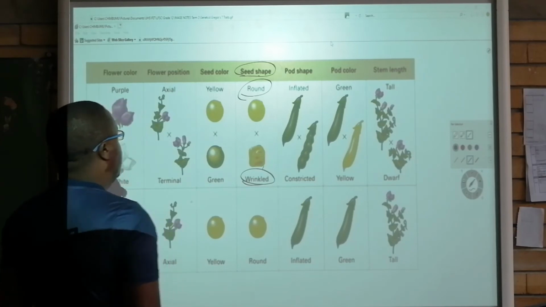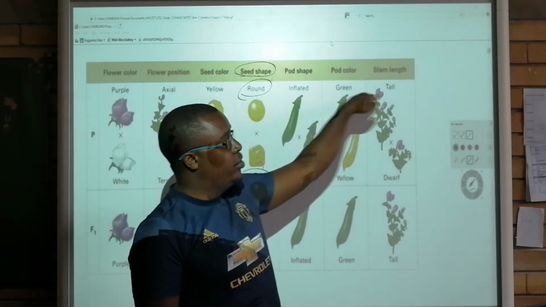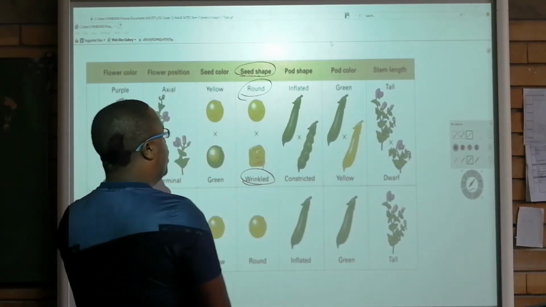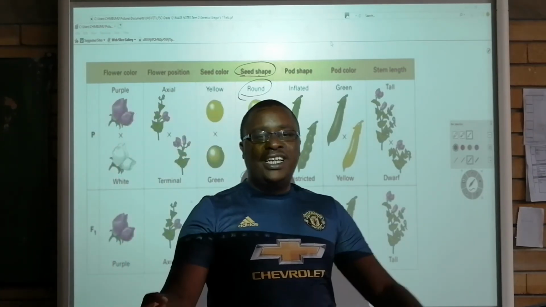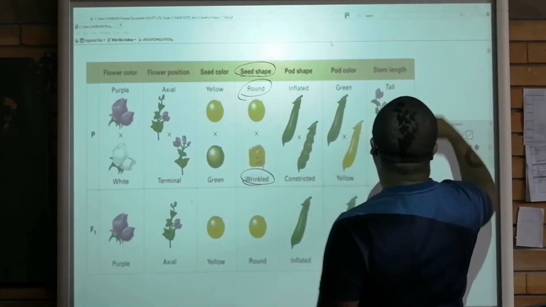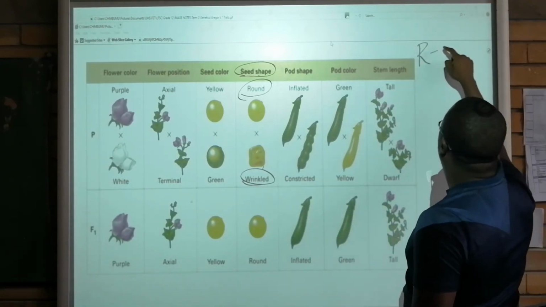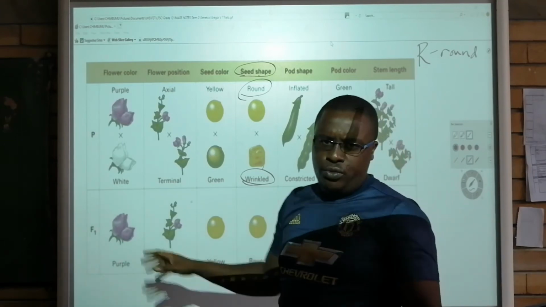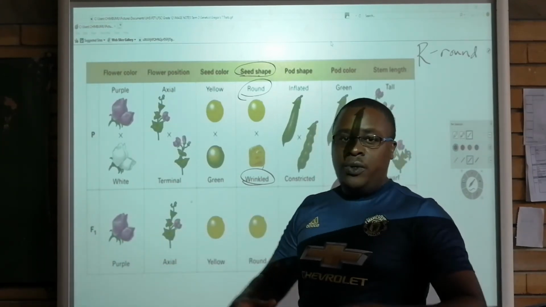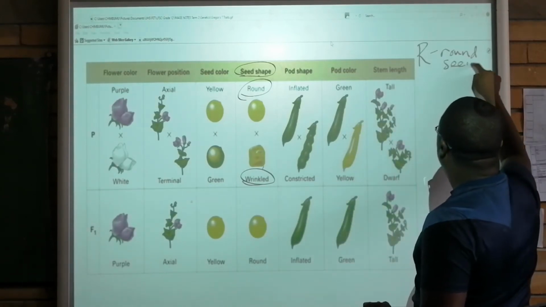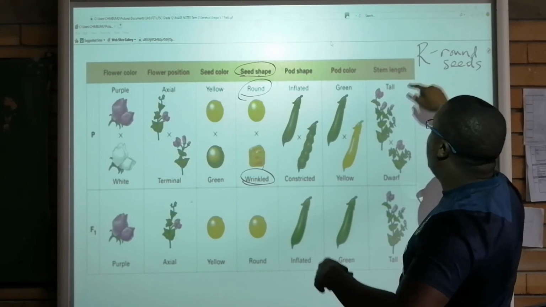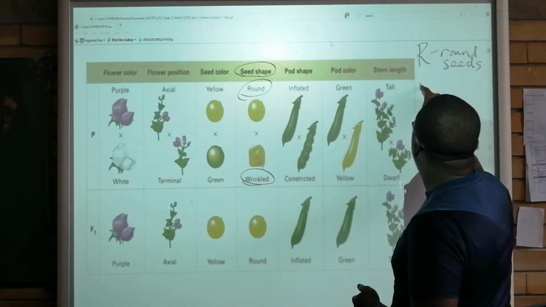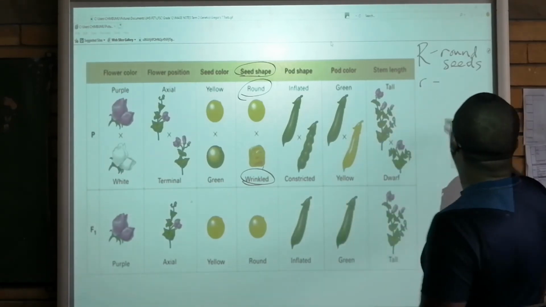Now, if you remember yesterday's lesson, I like this diagram. Why? Because the top alleles are the dominant alleles, and the bottom alleles are the recessive alleles. Because round is dominant over wrinkled, which letter do we use when we are writing down our genotype? We use the letter R. You don't just write round. If you're asked to do a cross, it's round seeds. Because round is dominant, capital letter R is for the dominant round seeds, and small letter r is for the recessive, which is wrinkled.